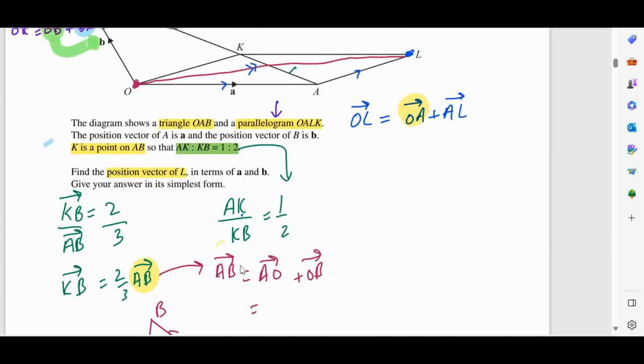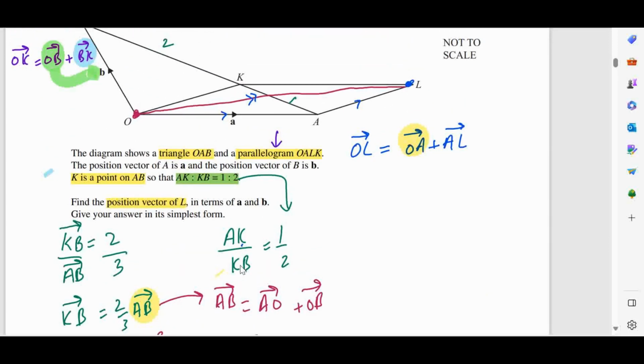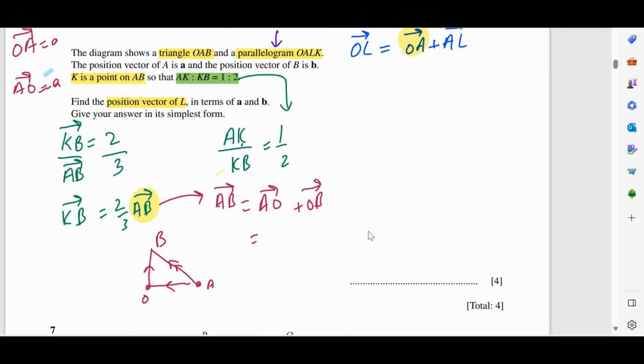We know that if O to A is small a, then A to O will be equal to minus a. So that is why we can write it as minus a plus b. This is vector AB. Now we can put it over here, so vector KB will be equal to 2 by 3 into b minus a.